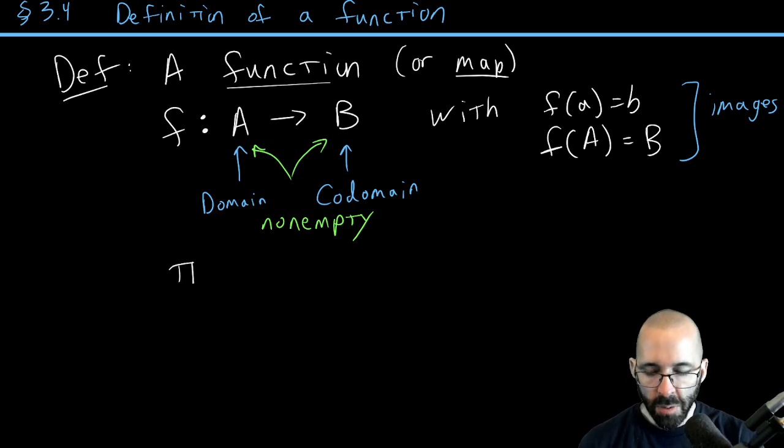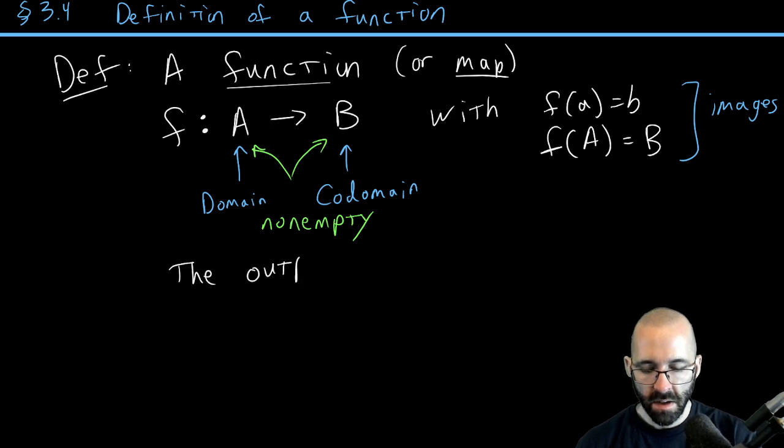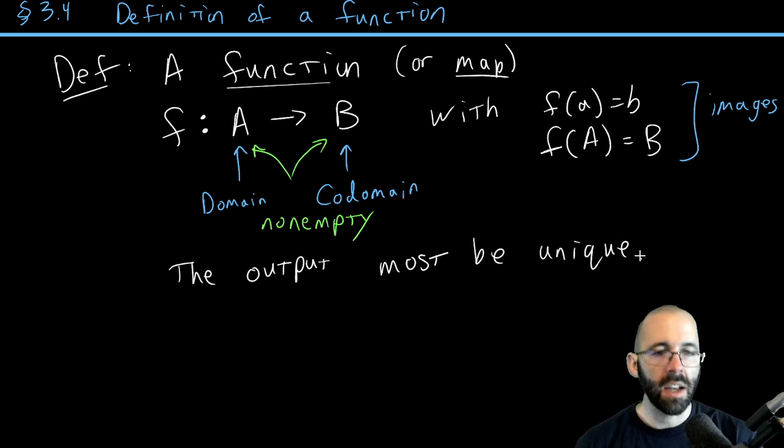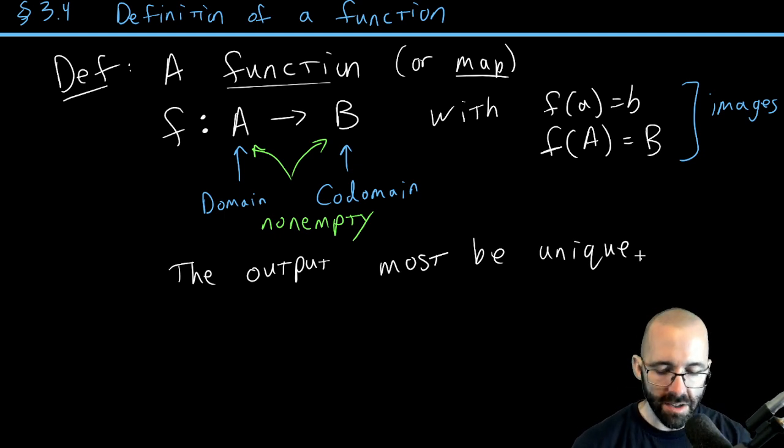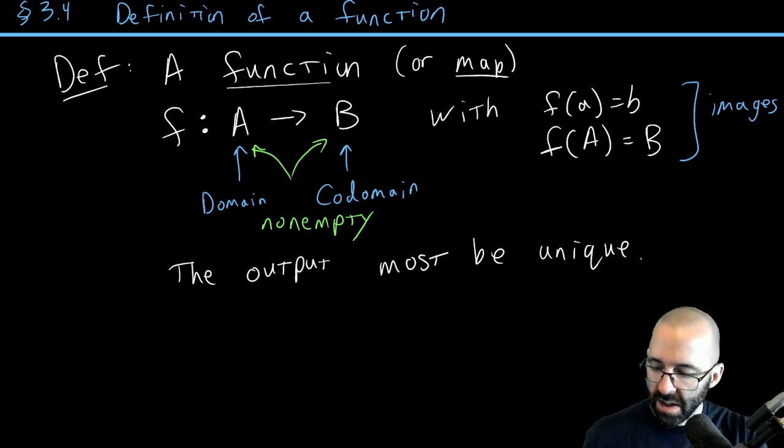Finally, the output must be unique. And now this part should be pretty familiar for most people. One input can only go to one output. An input can't go to multiple outputs, just like the functions that you all know and love from pre-calculus. So let's work with these. Let's use these a little bit with some examples.